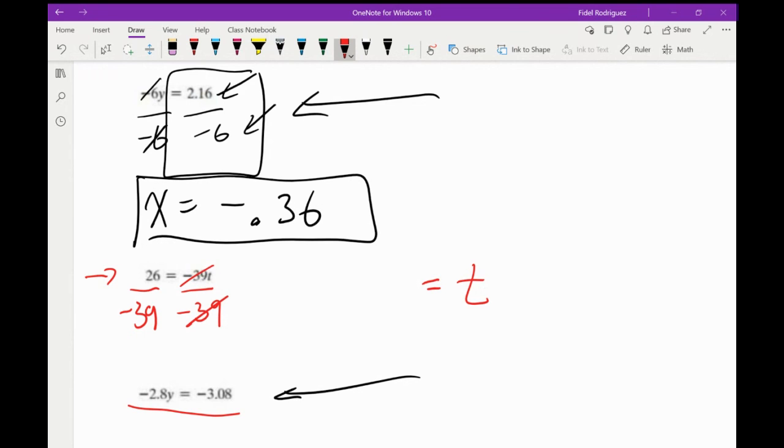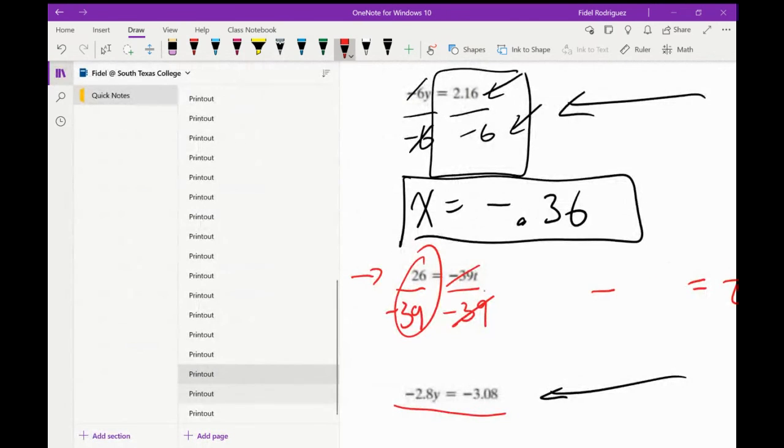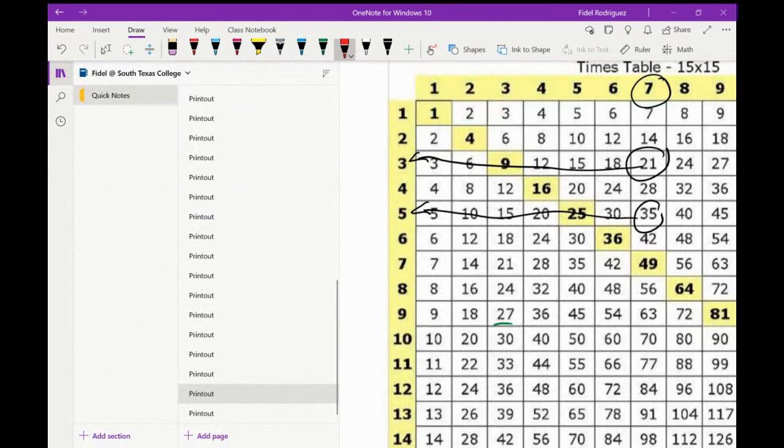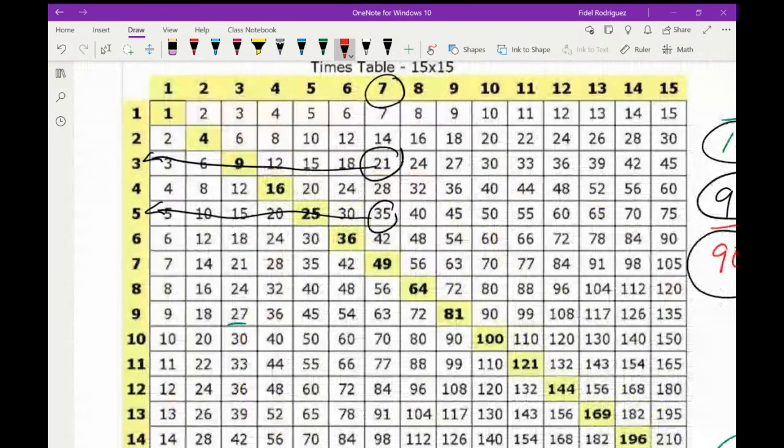And I know that 39 doesn't go nice and neat into 36, but I also know a positive and a negative is going to be a negative number. So I want to see if I can reduce 26 and 39. The way I'm going to do that is I'm going to come back to my chart and see, do I see 26 and 39 anywhere? Yes, I do. Here's 26 and here's 39.